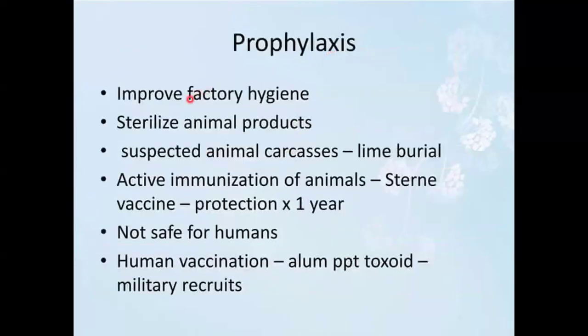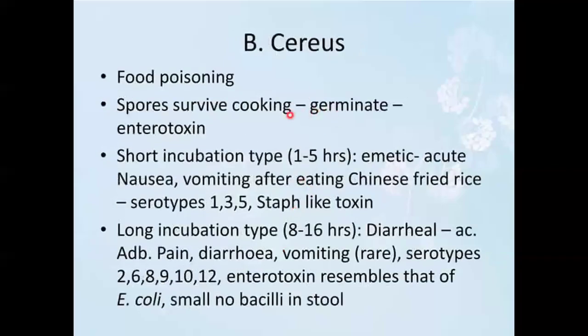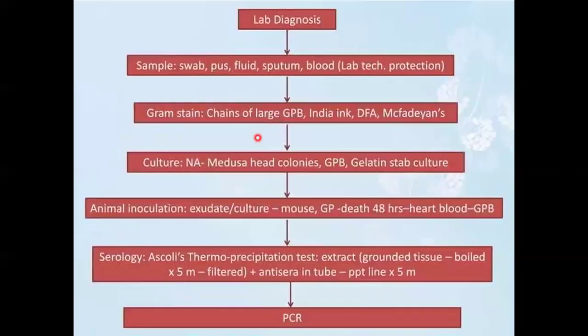Prophylaxis: improve factory hygiene, sterilize animal products, suspect animal carcasses, lime burial. So they're usually buried. You don't eat them because you can get infected. Then active immunization of animals, okay, not safe for humans. Then human vaccination, okay, especially those who are in contact with these animals. Okay, we are done with Bacillus anthracis.